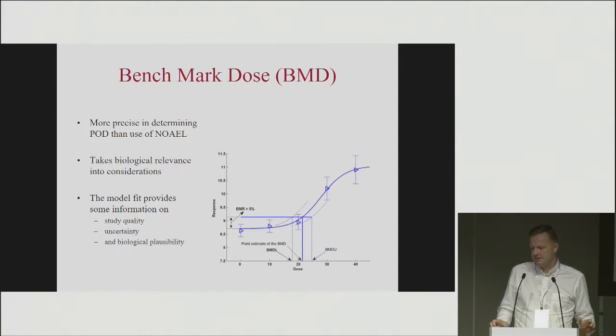And the model fit provides you some indirect information on the study quality, on the uncertainty, because if there's a poor fit, that's a clear indication that something is wrong with the study. And also the model fit gives you some indication on biological plausibility. So you're combining all these things, and from a statistical point of view and biological point of view, using the whole information is always better than looking at individual data points.